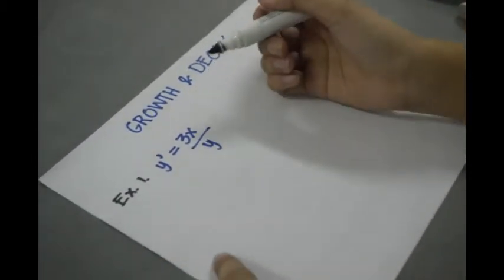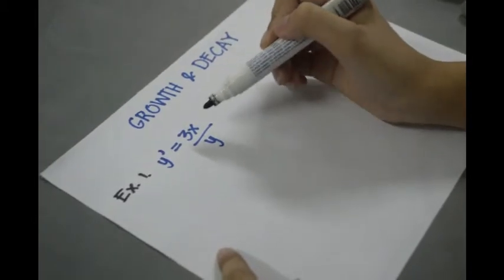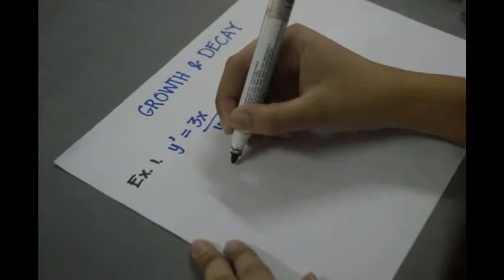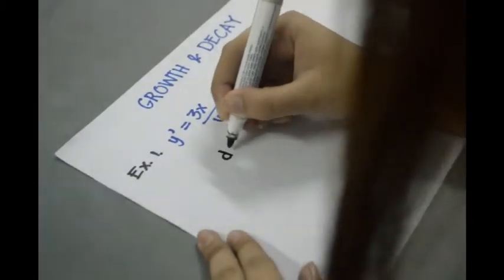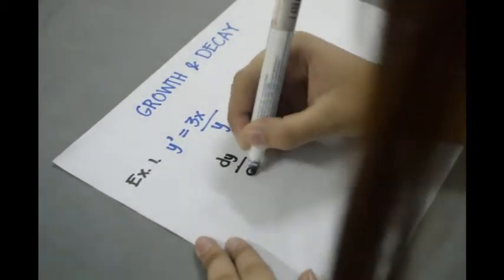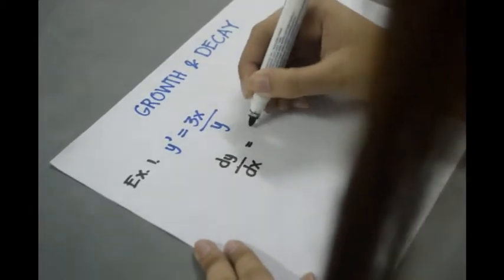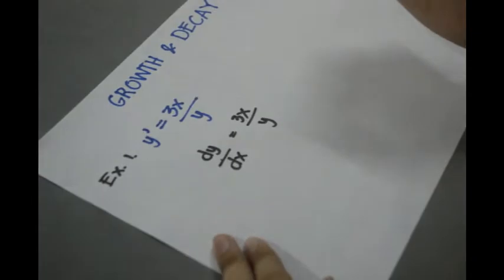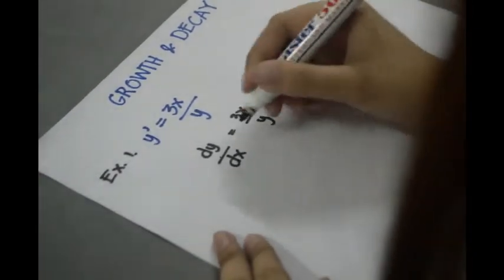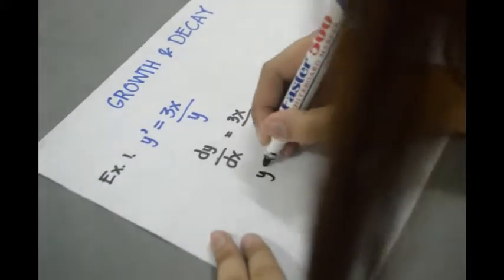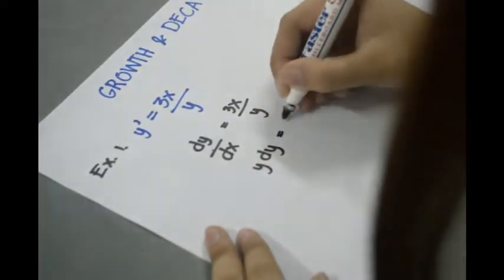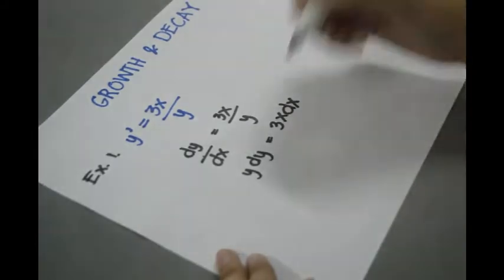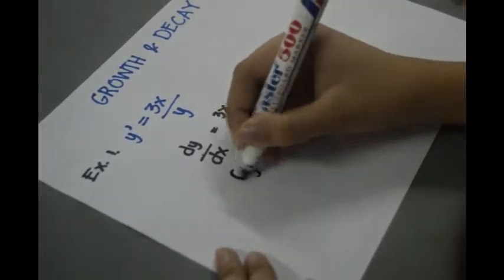Solve the differential equation y prime is equal to 3x over y. To solve this, dy over dx is equal to 3x over y. We will cross multiply: y dy is equal to 3x dx. Then we will integrate.